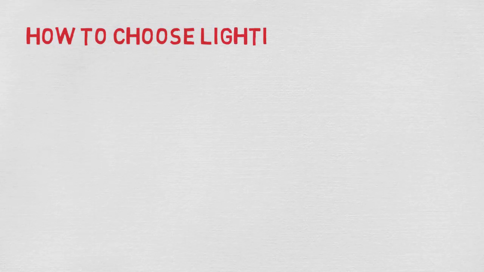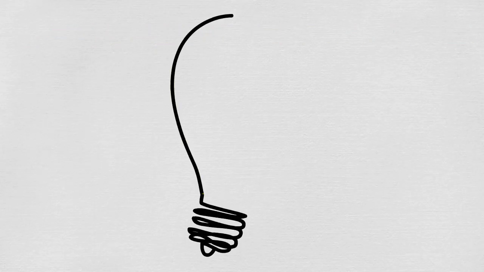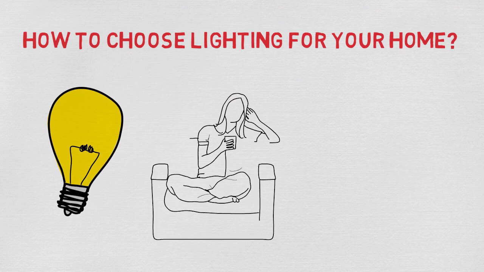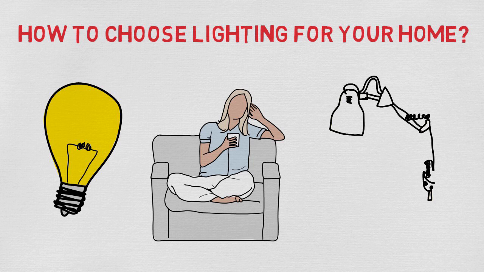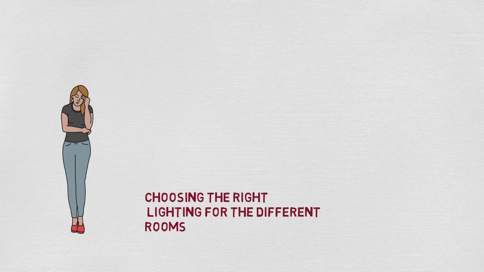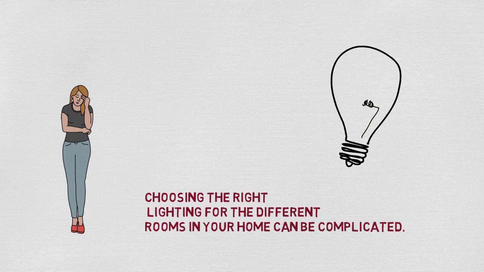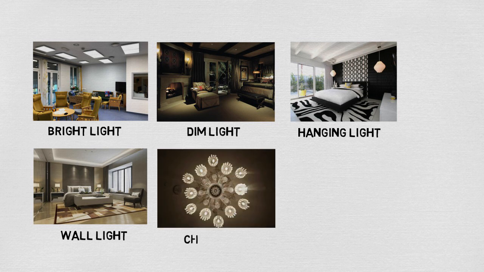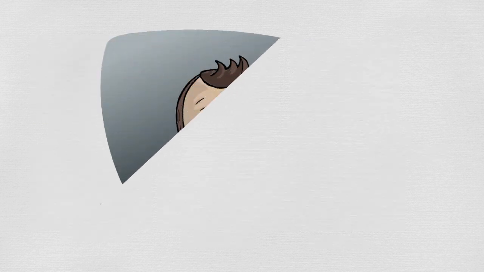How to choose lighting for your home. Lighting is one of the key elements that helps make your house a home. The proper lighting enables you to perform tasks easily, and makes you feel safer and more comfortable. Choosing the right lighting for the different rooms in your home can be complicated. There are so many lights, like bright light, dim light, hanging light, wall light, chandelier light, LED light, and many more. In this video, we will be talking about lighting options available as per your room.